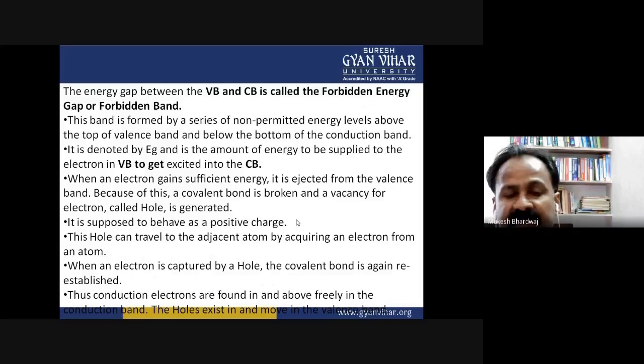The phenomenon takes place and appears or assumes to be like a hole is moving. When an electron is captured by a hole, the covalent bond is again re-established. The conduction electrons are found in and move freely in the conduction band. The hole exists in and moves in the valence band.